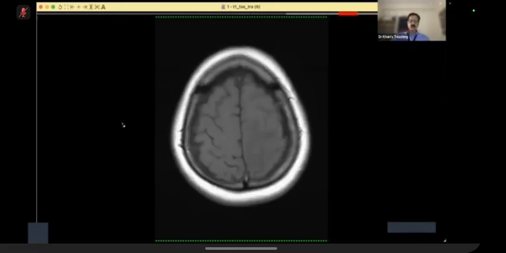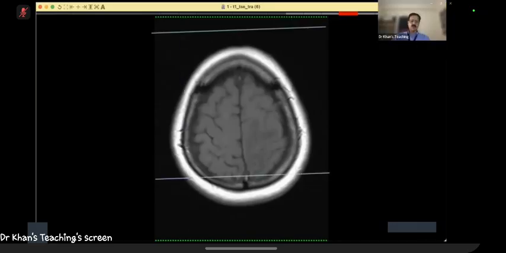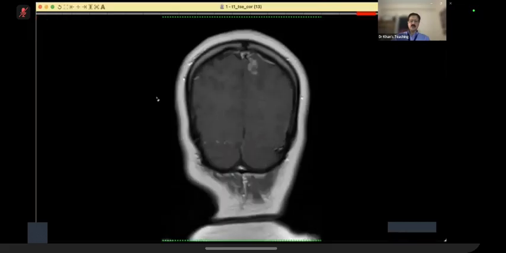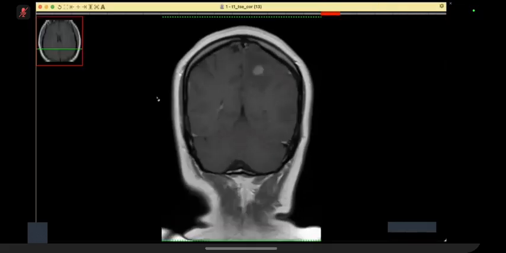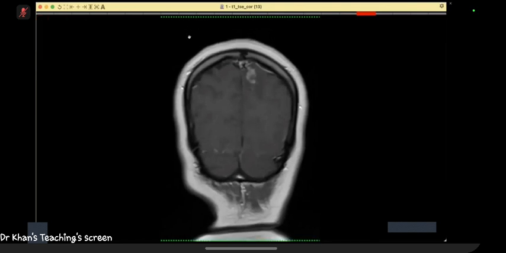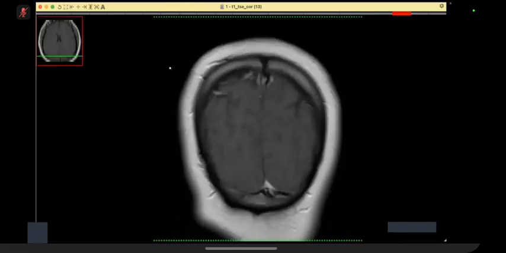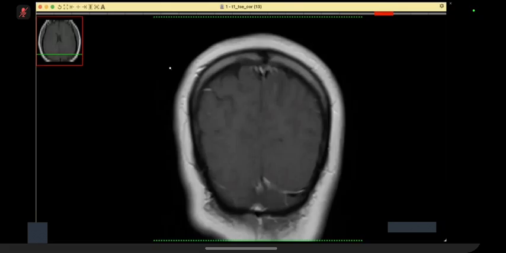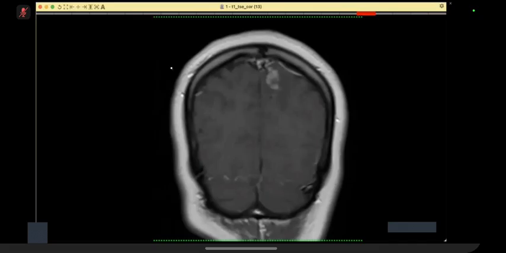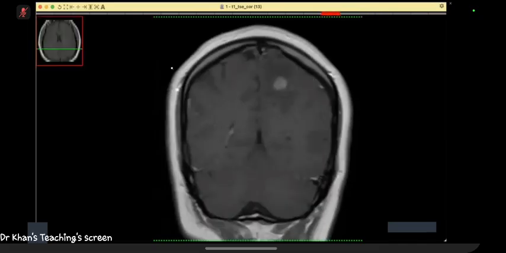What else do you want to see? Can I see a post contrast? Right. So this is the post contrast. Okay, so I can see there is a contrast enhancement, but I can see it's sort of attached. I wanted to make sure whether it's attached to the dura or not. There's enhancement with surrounding edema.